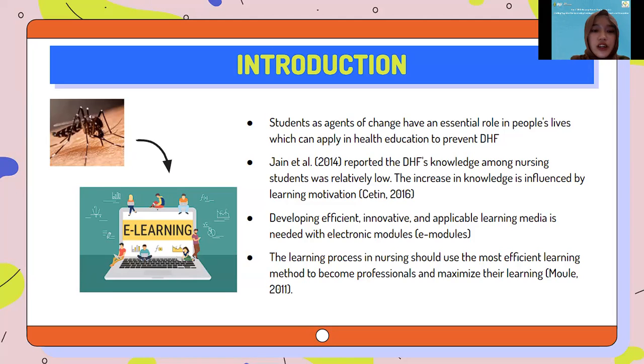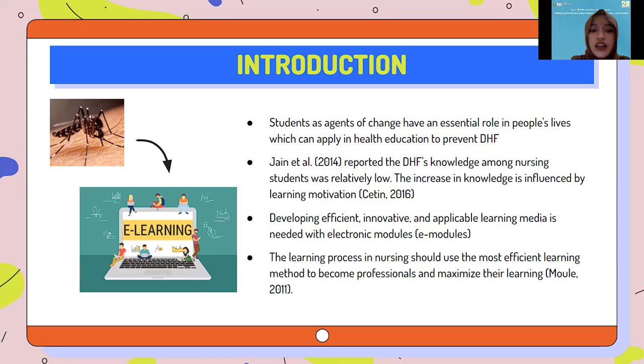Dengue hemorrhagic fever, DHF, is an infection caused by the dengue virus transmitted through female mosquitoes of Aedes aegypti and Aedes albopictus. The Ministry of Health 2016 report that the prevalence of DHF in Indonesia has always been a public health issue. Lack of knowledge about vector prevention is one of the factors that cause the prevalence of DHF. Based on Tacriadi et al. 2015, insufficient knowledge is a higher risk.